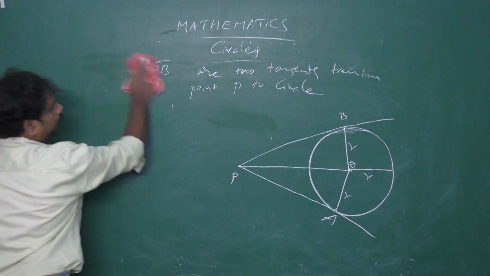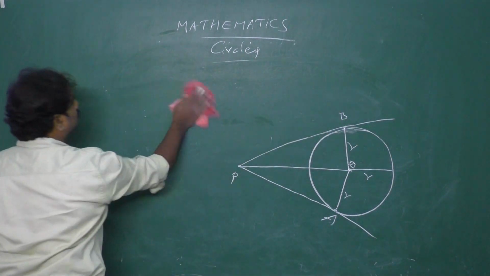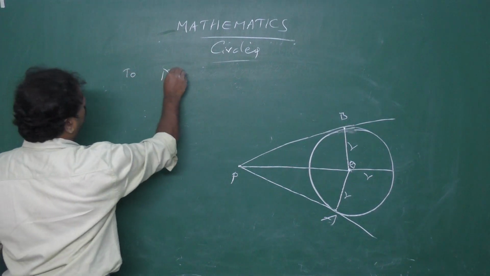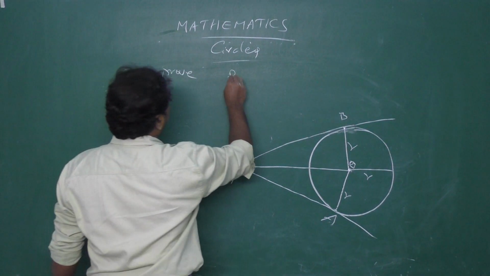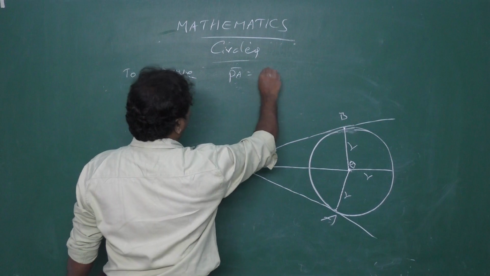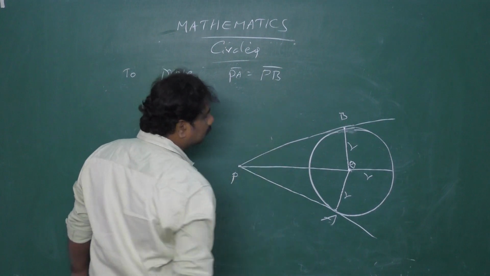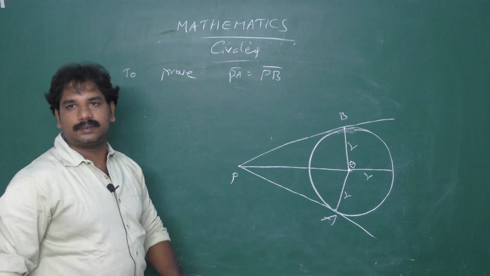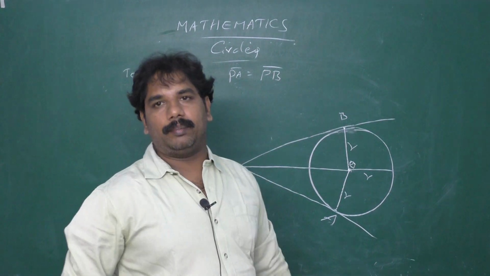Now the proof. Before going to the proof, we should write what our aim is to prove. What is our aim to prove? PA is equal to PB. This is our aim to prove. Actually we can write this before the construction, or now also, no problem.